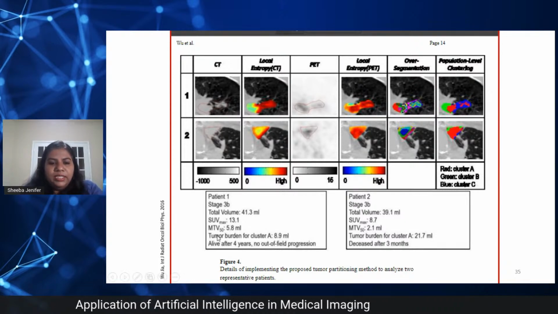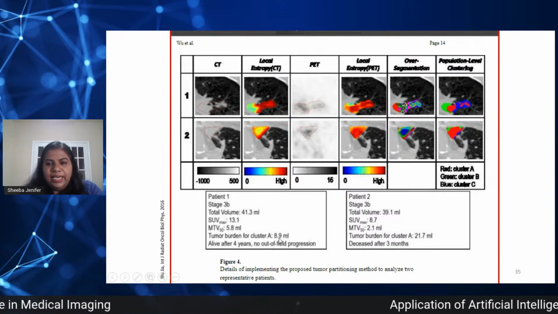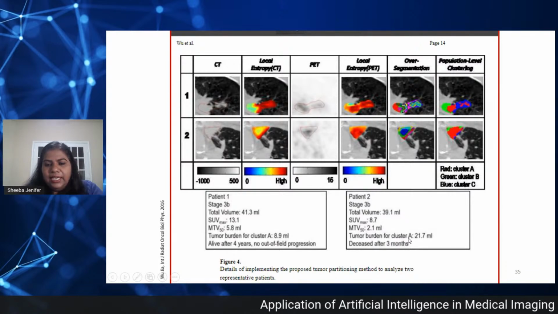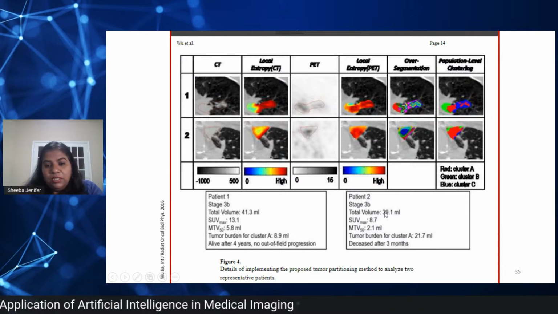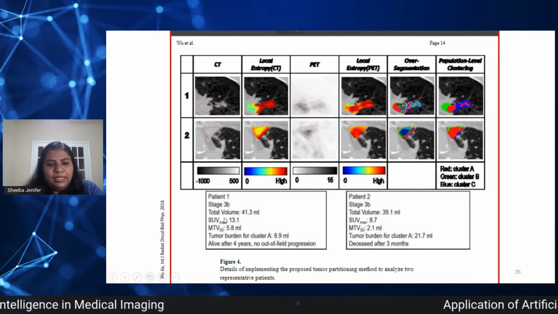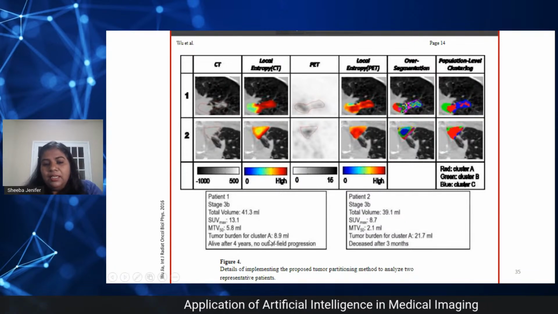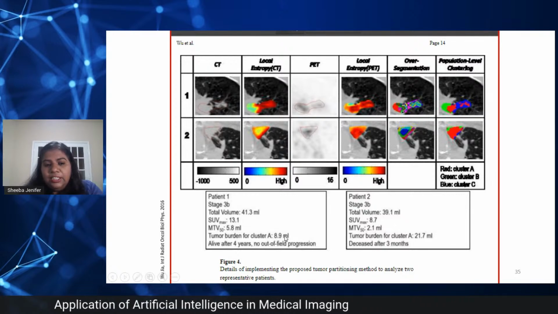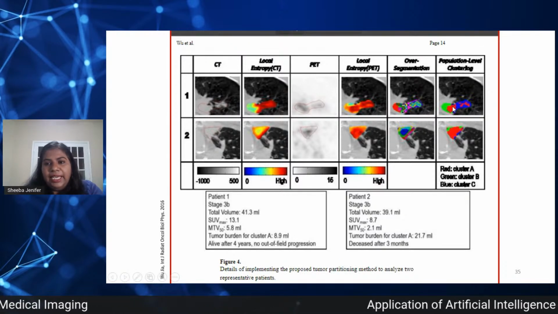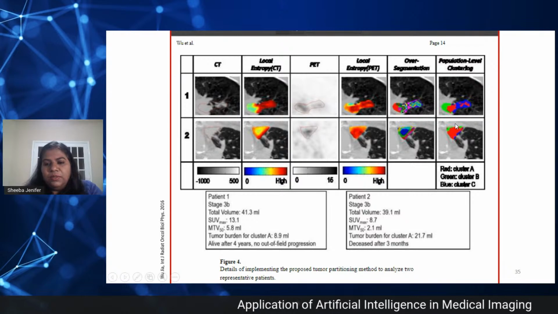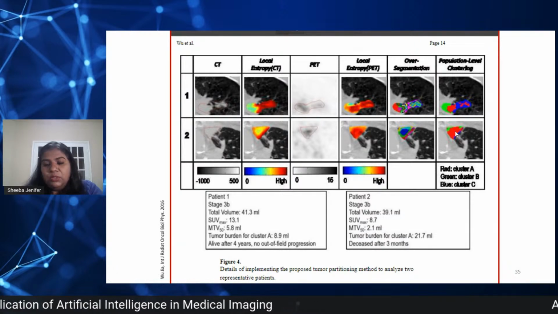Yes. So you can see in the table listed below, the tumor burden of cluster A in the first patient is 8.9, and the tumor burden of cluster A in the second patient is 21.7. There are many other parameters, like SUV and MTV, but I'm just talking about these clusters, whether they help in detecting the outcome. Here you see region A in the first image, the red region is only 8.9 ml, whereas the tumor burden of cluster A in the second patient is 21.7.